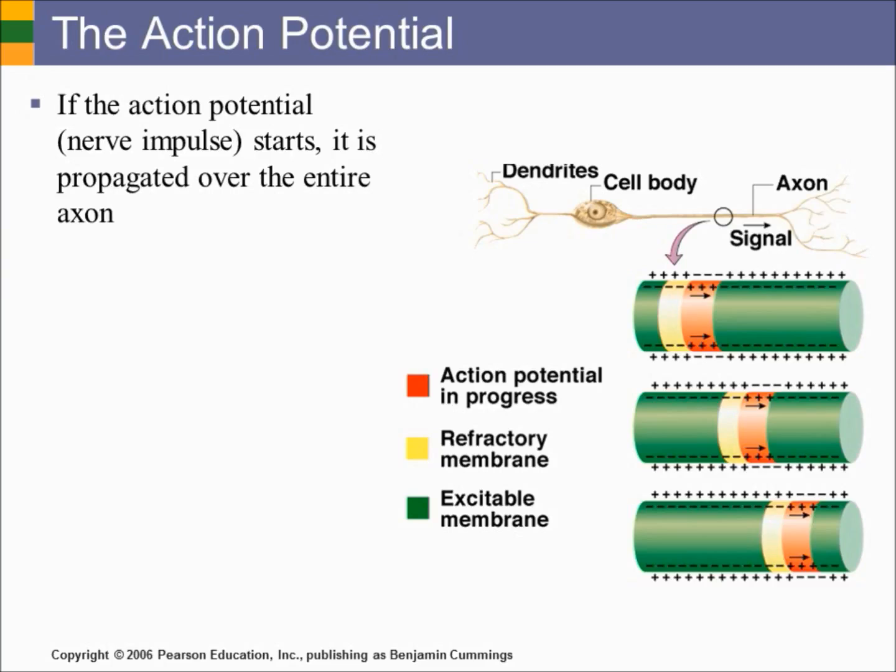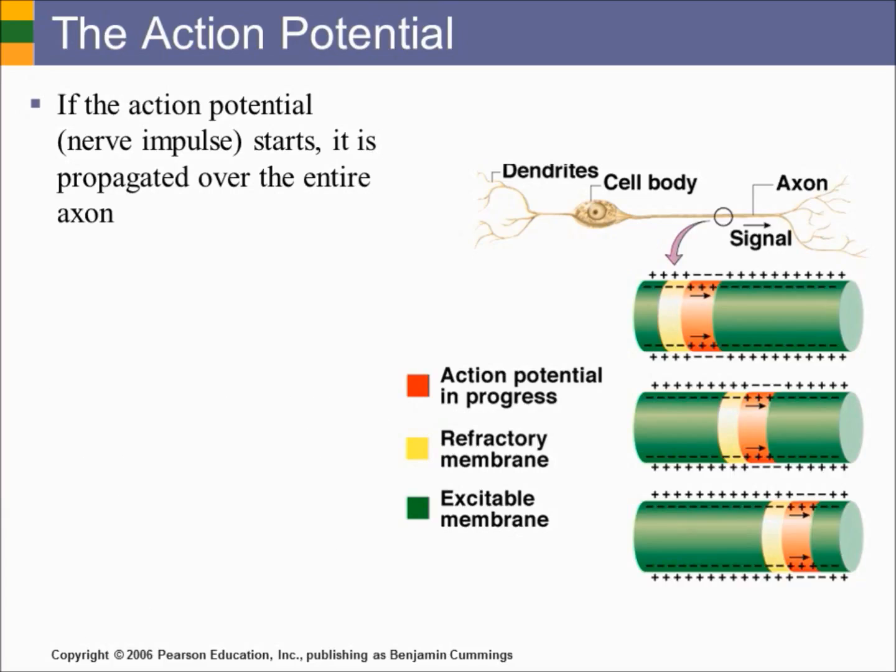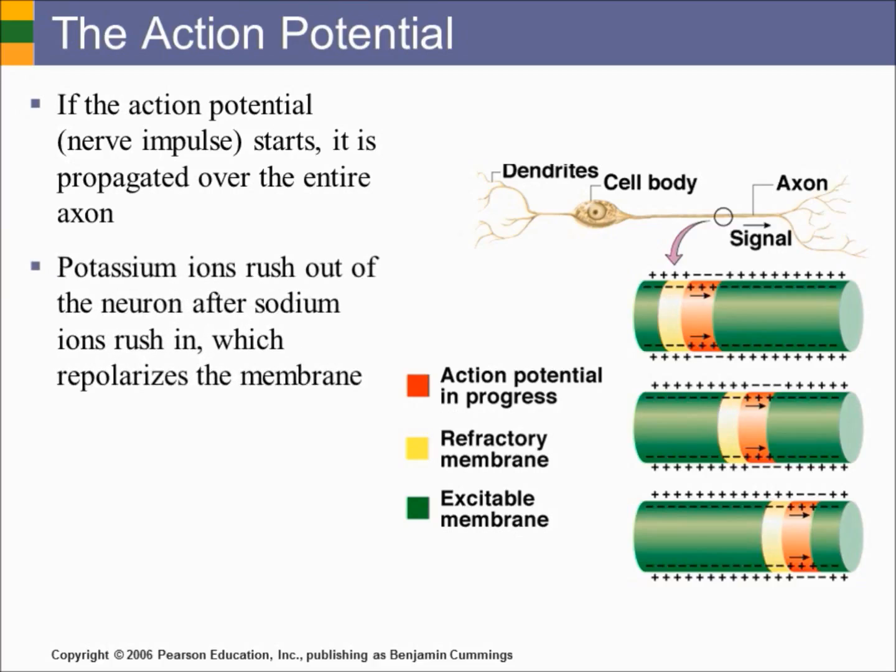If the switch is flipped, it's going to go. Just like you can't turn a light switch on halfway and expect half the lights to come on. You flip that light switch, they all come on or they all stay off. And the same is true here. Now, potassium ions, the K ions, are going to rush out of the neuron after the sodium ions rush in.